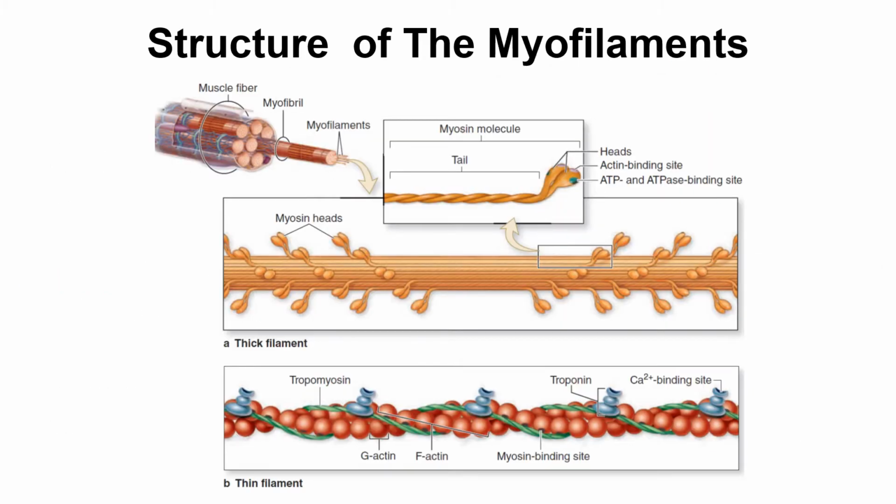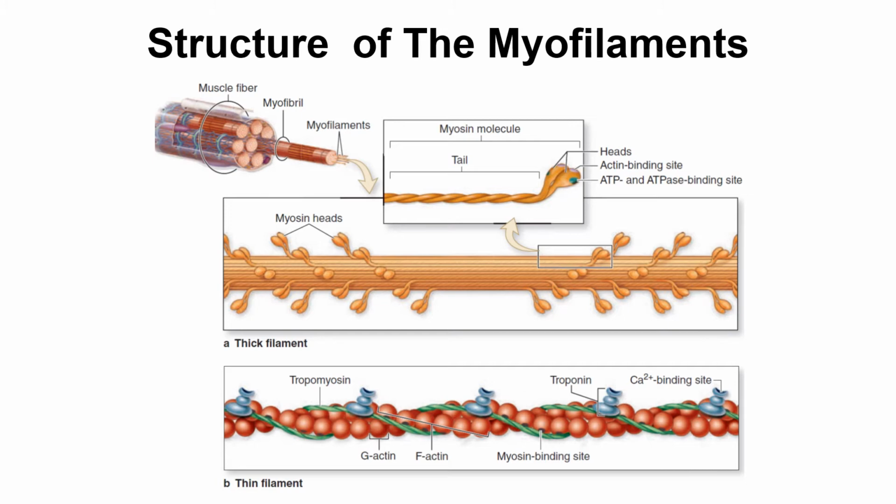The thick filament is formed of myosin molecules. This large molecule is formed of two identical heavy chains and two pairs of light chains. The heavy chains are twisted around each other to form the tail, while the light chains form the globular head and extend at either end of the heavy chain. The myosin head contains actin binding site, and ATP and ATPase binding sites. Several hundred of these myosin molecules form a thick filament.